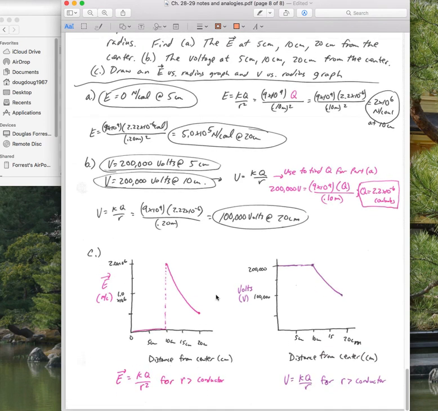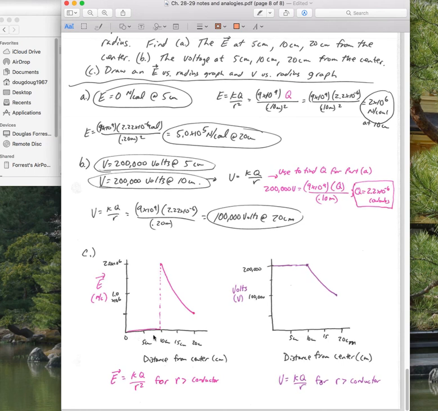When I look at this, drawing these graphs, here the electric field is 0 inside, inverse square graph here as I get further away. Here, potential is positive 200,000 volts inside, inverse, not inverse square, but inverse graph here. So since electric field is rate of change of potential with respect to distance, since this is not changing potential, that is why it is 0 electric field. So once again, I hope that's useful and that it makes sense.